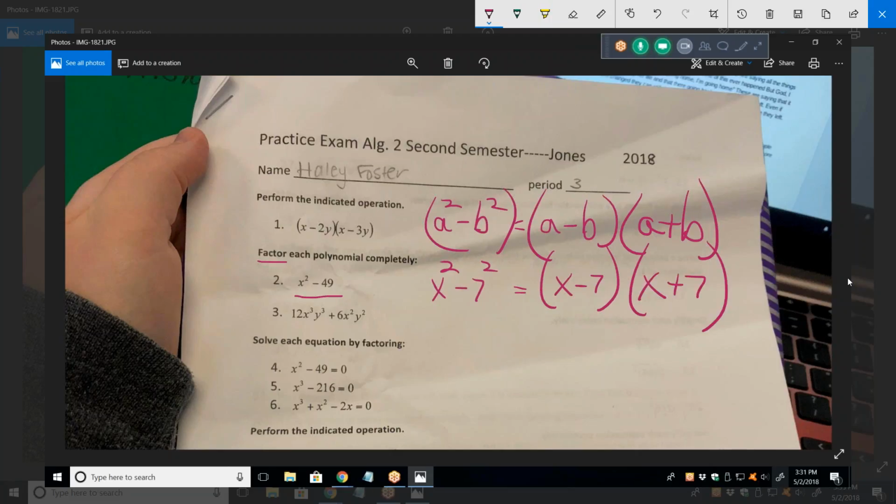Okay. And that's actually the answer. That's the complete answer. They don't actually have an equation here, so they don't ask you to solve for anything. They just want you to factor that expression. And because it's the difference of perfect squares, it factors into that.